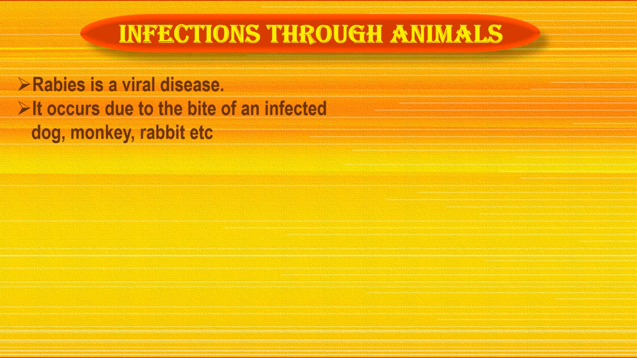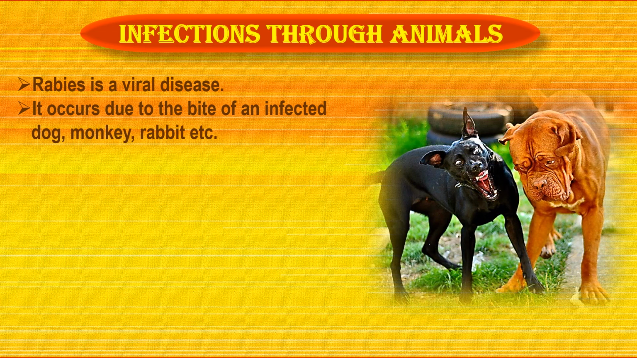Now, infections through animals. Rabies is one such infection. It is caused by a virus, therefore it is a viral disease. It occurs due to the bite of an infected dog, monkey, rabbit, etc. So you see this black dog here, how it looks rabid. It doesn't look normal like the other brown dog. And if we get bitten by such an infected dog, then there are chances we can contract the disease called rabies.